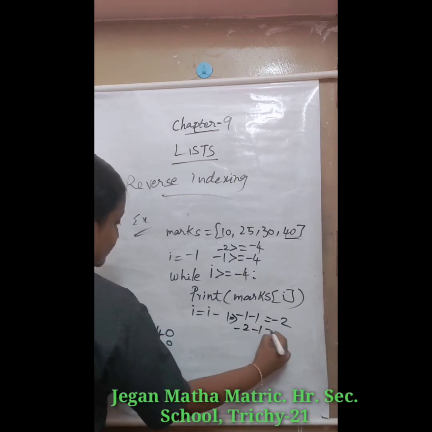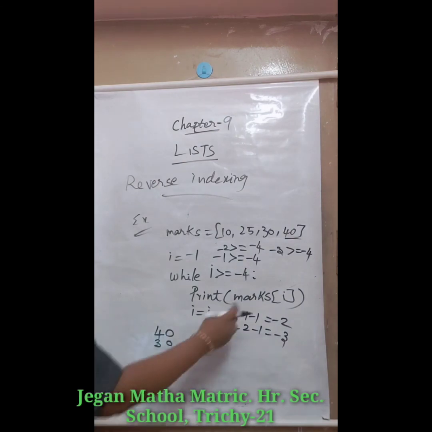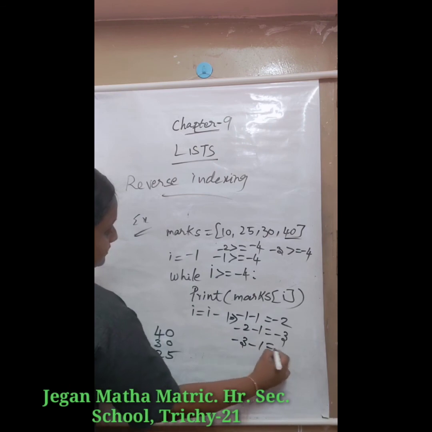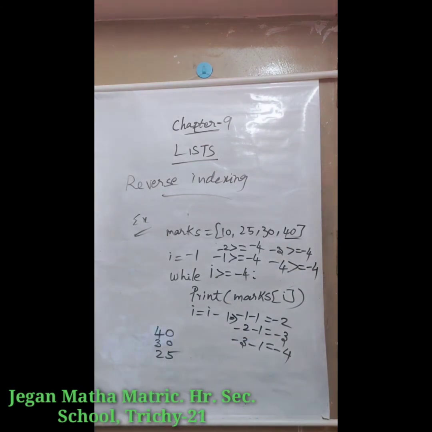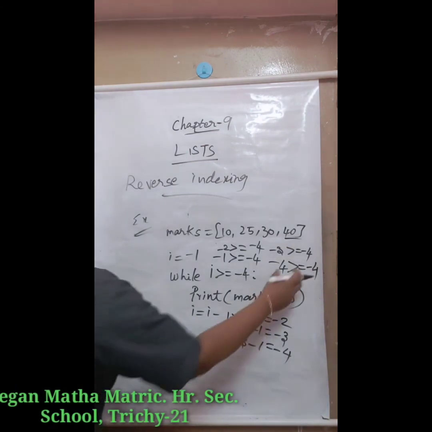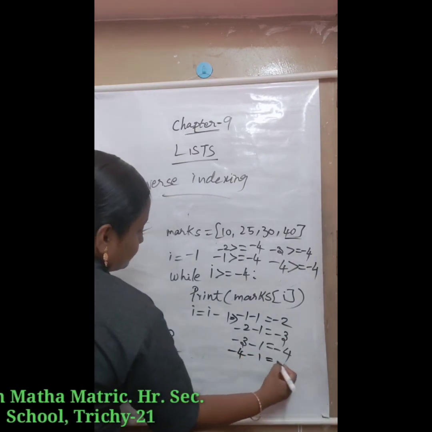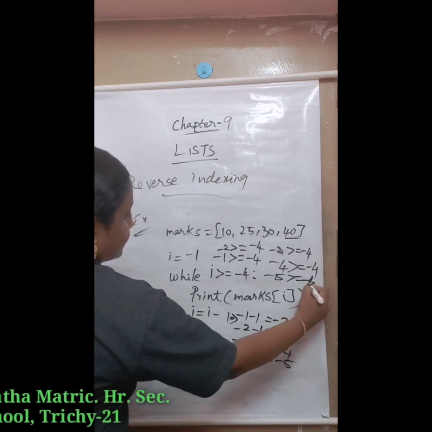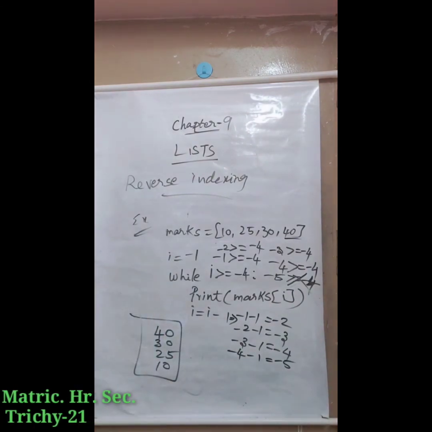And next, -2 minus 1, -3. So -3 greater than or equal to -4. So here the -3 value is 25. And -3 minus 1, so -4. -4 greater than or equal to -4. Here the condition is true, so it produces the value 10. And after that, -4 minus 1, -5. So here -5 greater than or equal to -4, the condition becomes false. So it produces the output 40, 30, 25 and 10. So this is the reverse indexing.